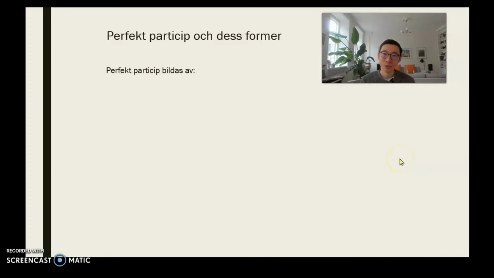Now, we've understood that perfect particip are used as adjectives. But how should we construct perfect particip? How should we construct those adjectives in Swedish?